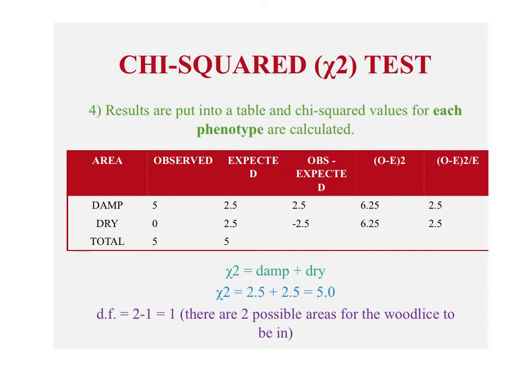And to figure out my chi-squared value, I'm just going to work out what goes in that box. So I'm going to add the 2.5 and the 2.5 together. So my chi-squared value for this investigation is 5. And remember, I need to figure out my degrees of freedom as well. So I've got 2 different options, or 2 different groupings, of where the organisms can be. So my degrees of freedom is 2 minus 1, and therefore my degrees of freedom is 1.